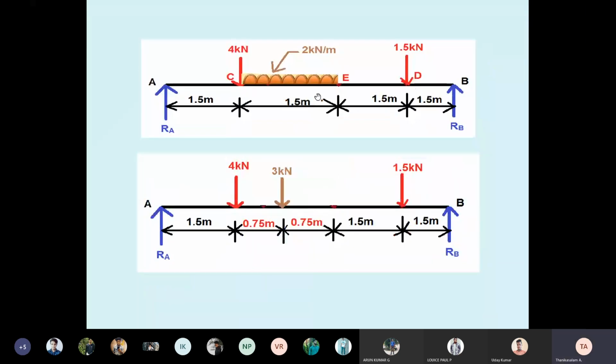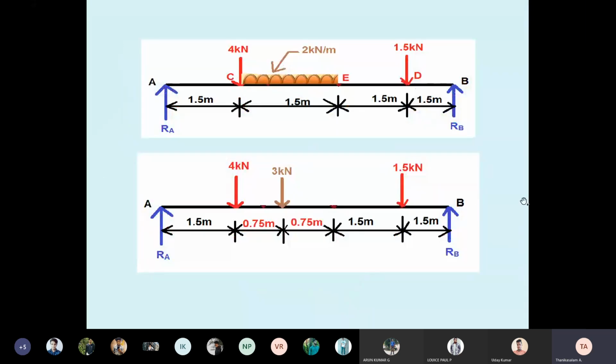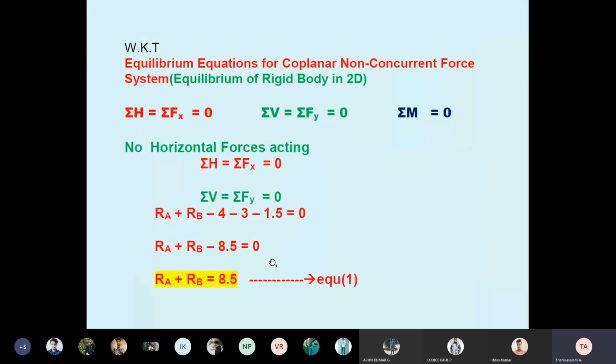See here, next diagram. I converted the UDL 2 kilonewton per meter into 3 kilonewton. How did 3 come? 2 into 1.5, 3. It is acting in the middle of the 1.5 distance. Everything else is the same. We know the equilibrium equations: summation H equal to 0, summation V equal to 0, summation M equal to 0. There is no horizontal force. Leave it. Come to the second, summation of V equal to 0.